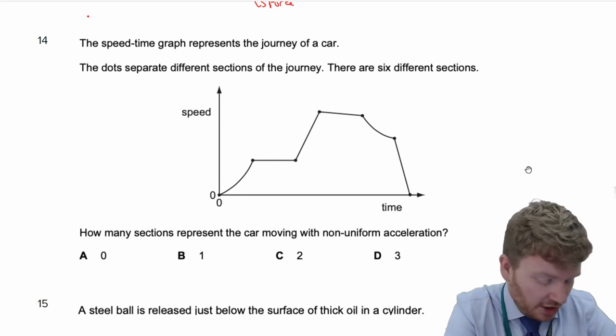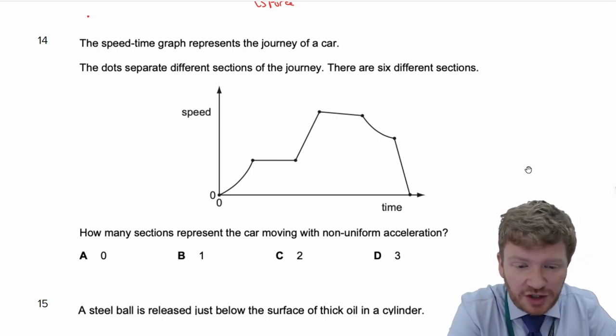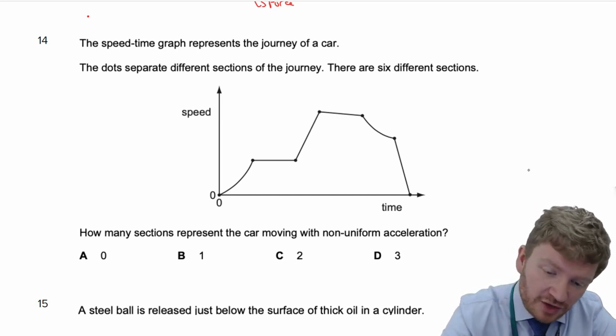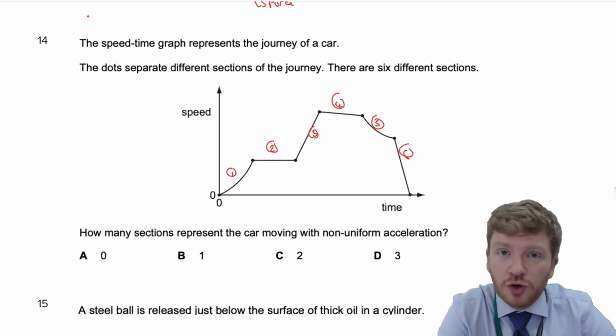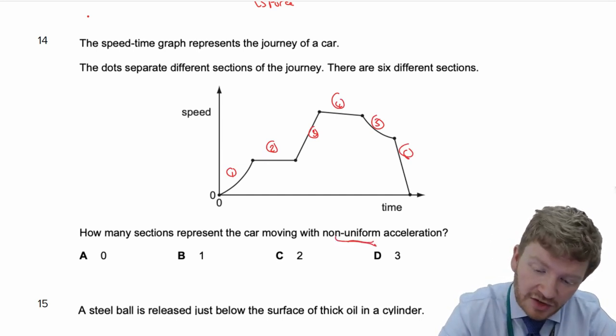Question 14. A speed-time graph represents the journey of a car. The dots separate different sections of the journey. There are 6 sections. So this would be section 1, this would be 2, this would be 3, 4, 5, and 6. How many sections represent the car moving with non-uniform acceleration?